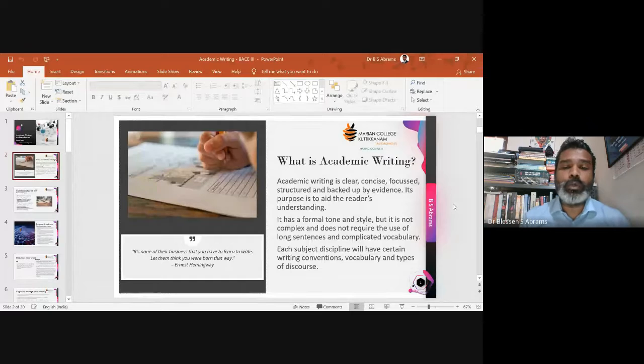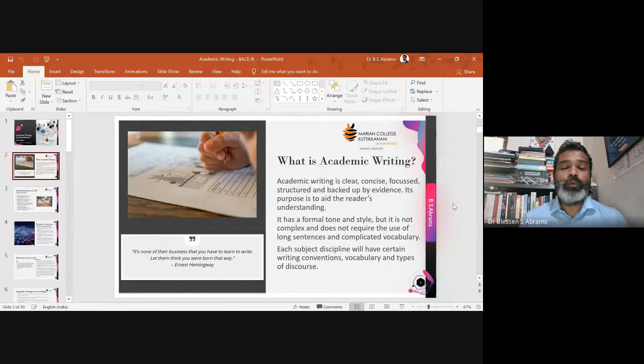Similarly, in writing also, whatever you write is shared with a reader for their understanding. So it has a formal tone in academic writing. You know that the tone and style is definitely formal, and it is not complex, very simple, and does not require the use of long sentences and complicated vocabulary. So that is the most important thing. It has a formal tone and style. It is not complex and does not require the use of long sentences and complicated vocabulary.